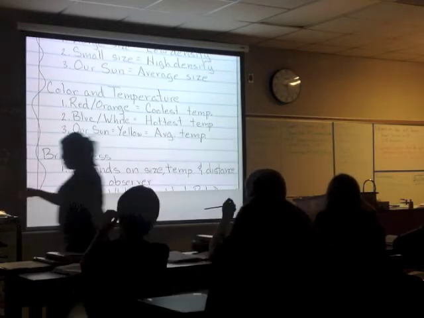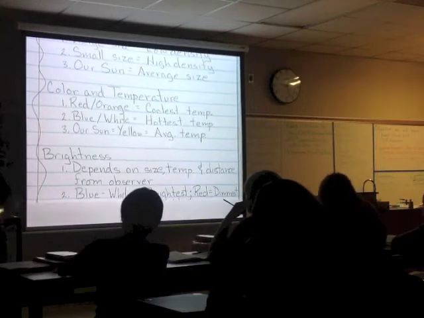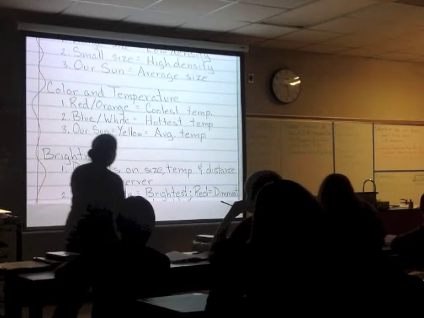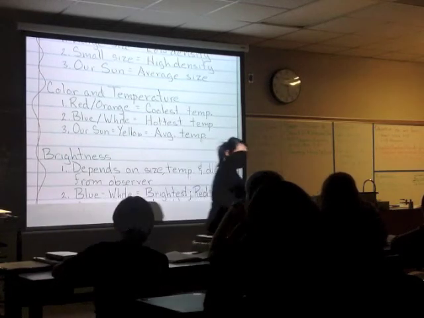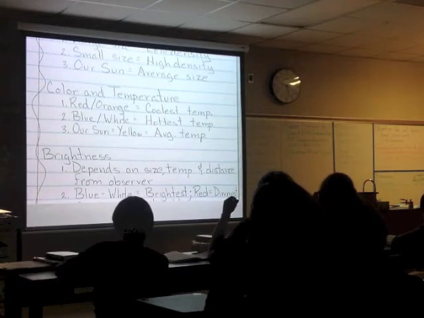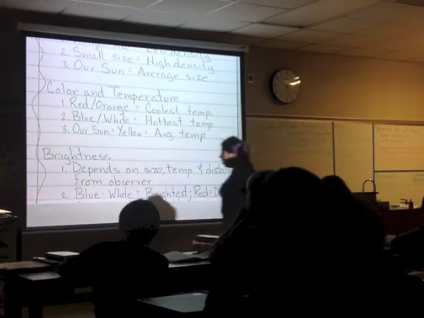Okay? Now, for the most part, when we think of color, the blue-white stars are the brightest because what temperature do they have? They're the hottest. So because they're the hottest, they tend to be the brightest. And the reds are the dimmest.